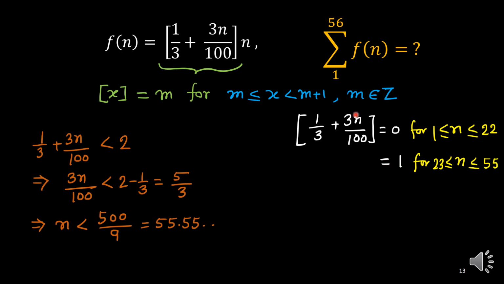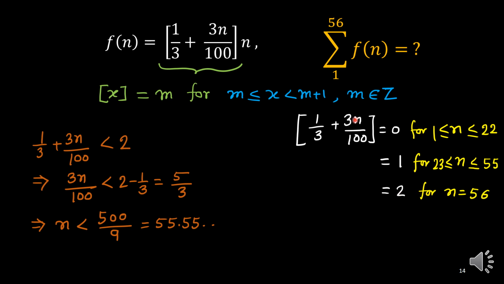And if you replace this 56 here, you will see that its value will be crossing just 2. Its value will be 2.013. As this value is 2.013, its integer value will be 2 only. So its integer value is 2 for n equal to 56. Now we have got all the range 1 to 56. 1 to 22, it is 0. 23 to 55, it is 1. And for n equals 56, it is 2.